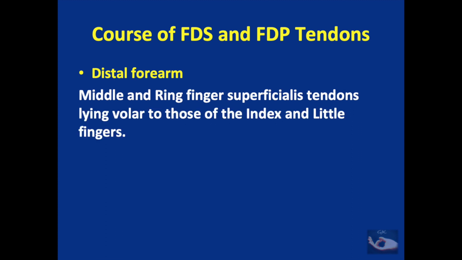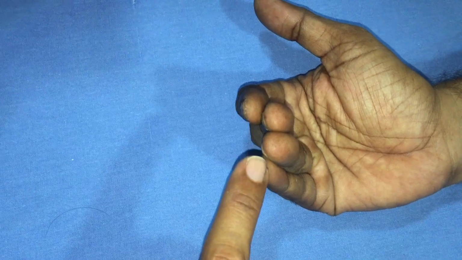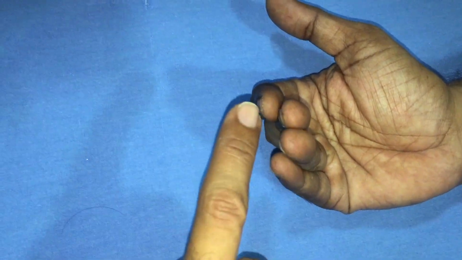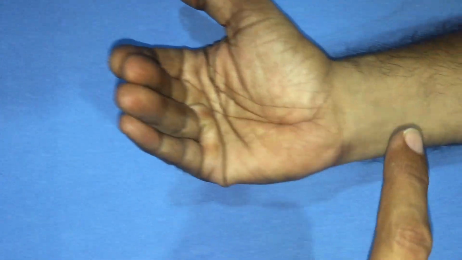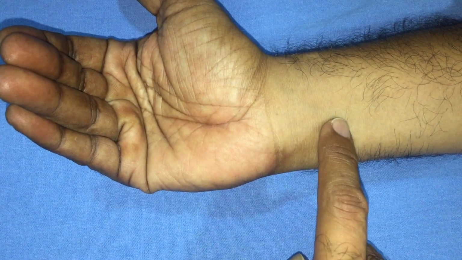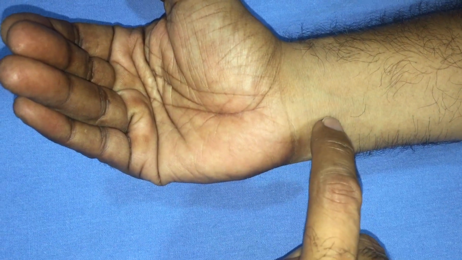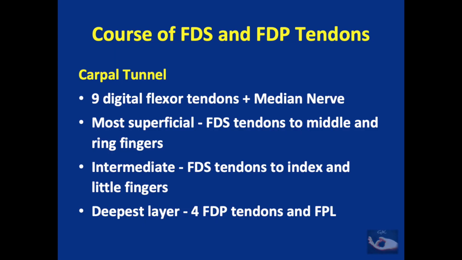Among the flexor digitorum superficialis tendons, the middle and ring finger superficialis tendons lie volar to those of the index and little fingers as shown here. The arrangement of the superficialis tendons is just as shown in this hand, with the middle and ring fingers lying volar to the index and little fingers at this level. Then the FDS and FDP tendons to all the fingers enter the palm through the carpal tunnel along with the flexor pollicis longus and the median nerve.